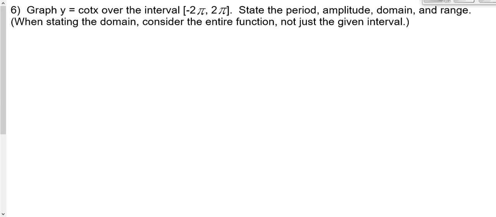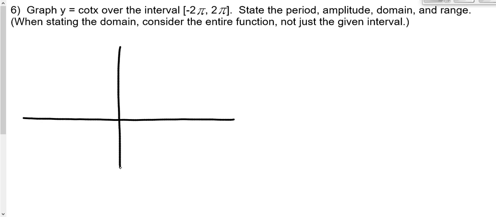Okay, number 6, the cotangent graph. All right, so what we're going to do is pause if you want to do it for yourself. Make your x-axis go from -2 pi to 2 pi, and then break those into equal chunks, but pay close attention to pi over 2. So remember that the cotangent graph is the reciprocal of the tangent graph.